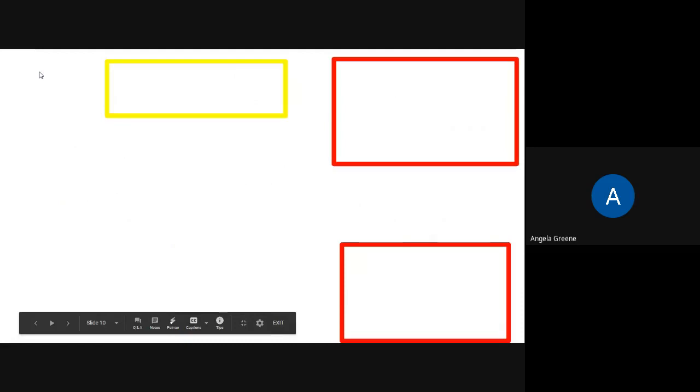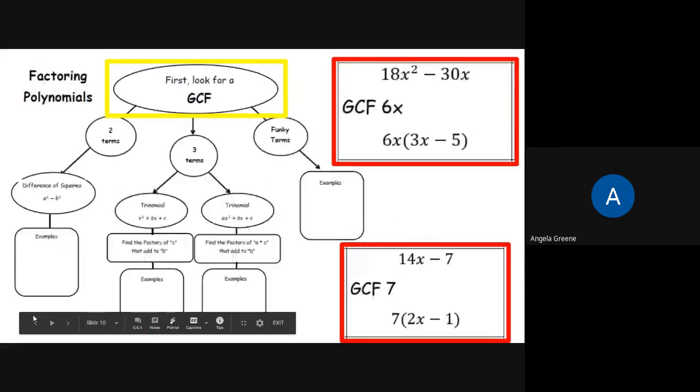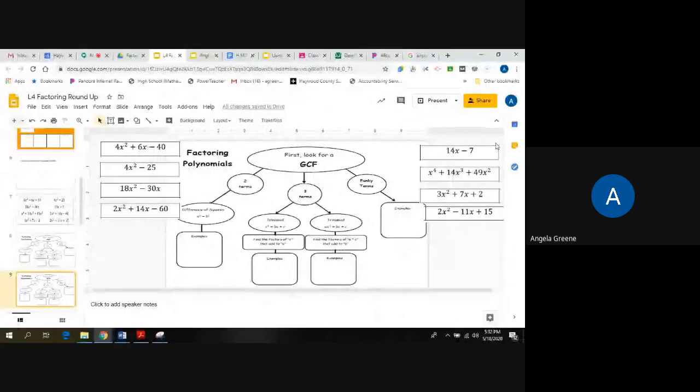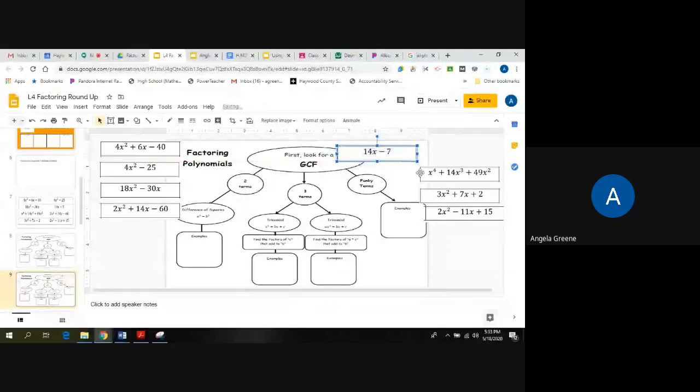Okay, so I have here some that we need to place. So let's start with this 14x minus 7. So do we have a GCF? And the answer is yes, we do. So because we have a GCF, we're going to start by putting that one here in this first bubble. And we're going to look for all of those that have GCFs, that's going to go into this category.